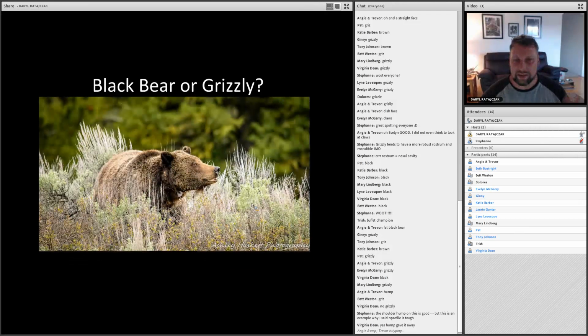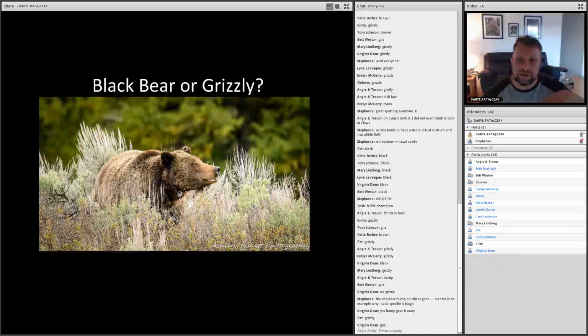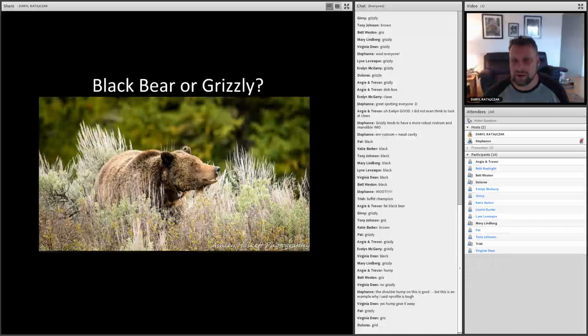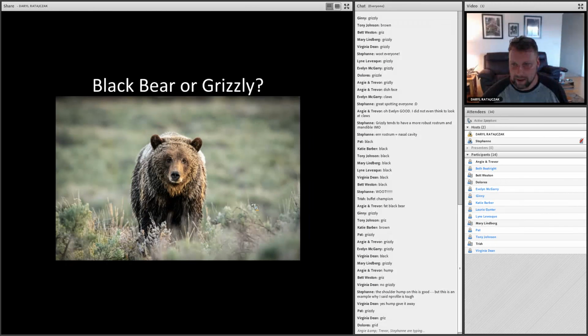This one, I don't know if it's the same bear. It very well could be the same bear. But again, you can see that hump, the longer nose. It does have a little dip between the brow and its nose. So this too is a grizzly. All right, what about this one?